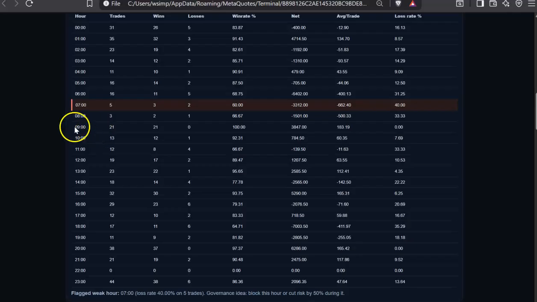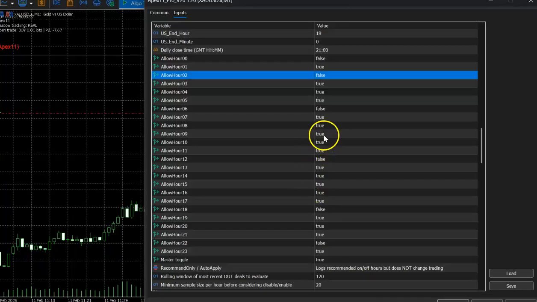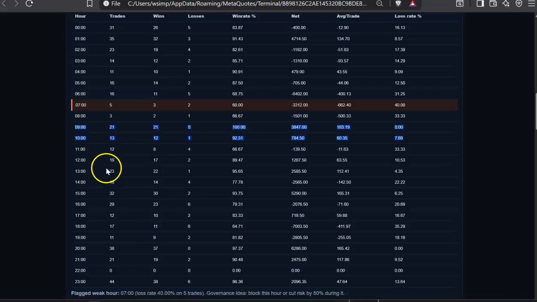9 a.m. we can see this is around the London Open. 21 trades, 21 wins, one of the best hours. So hours 9 and 10 are 2 really good trading hours so far. So we want to make sure 9 and 10 are in. Go to 11. So 11's had 12 trades, so slightly lost. We'll keep that in for now till it gets up.